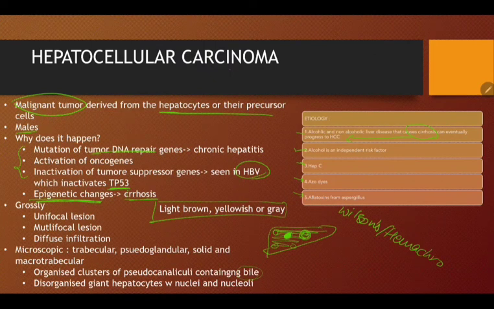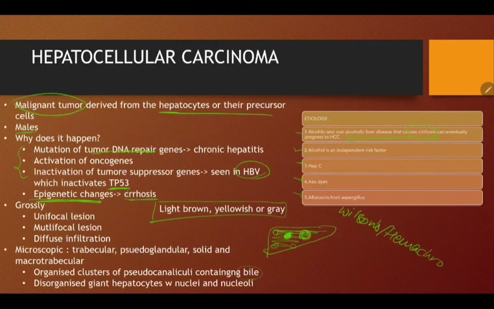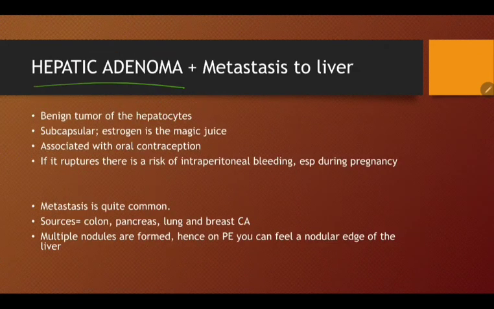And there are multiple patterns in which you can see it. It could be trabecular, it could be pseudoglandular, which is like the acinar glands, but not quite. So they can be solid or macrotrabecular. And while we speak about hepatocellular carcinoma, we also have to speak about hepatic adenoma and metastasis to the liver, because metastasis to the liver is very common.